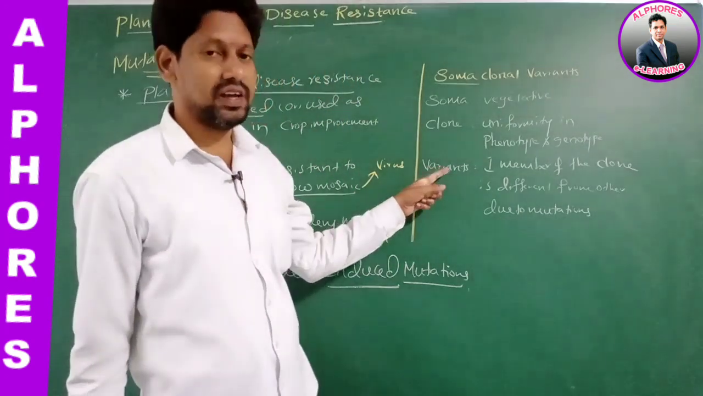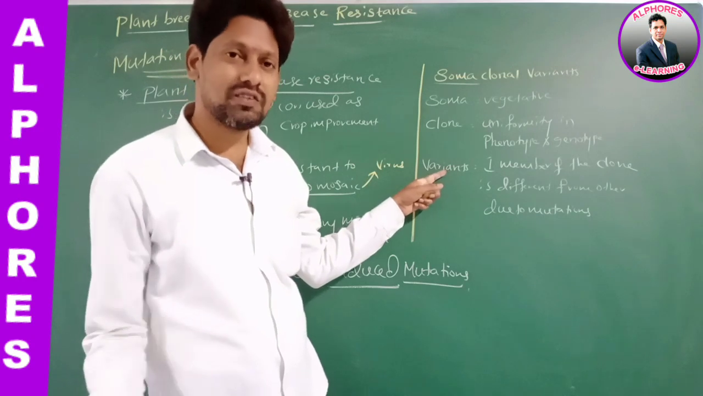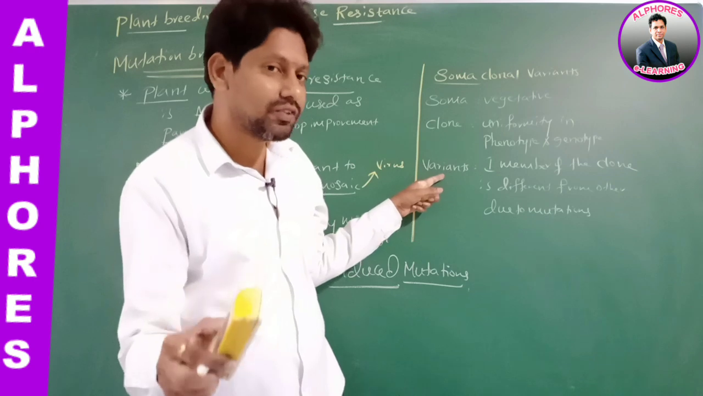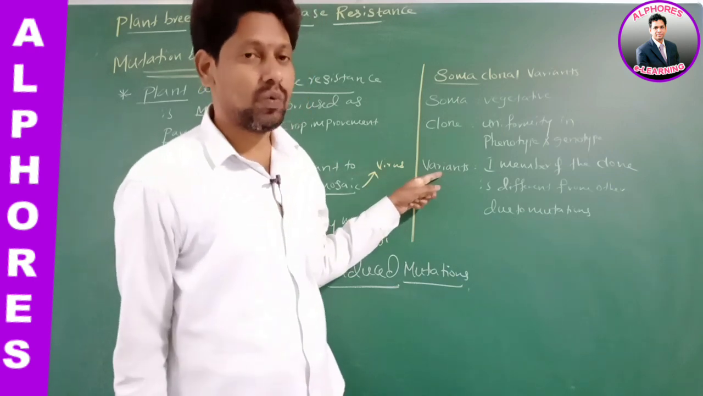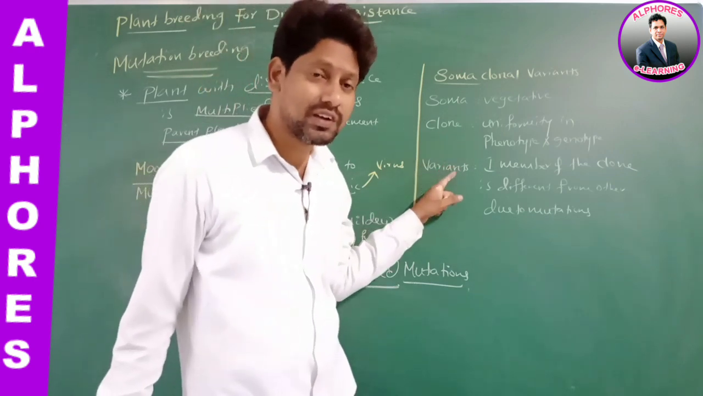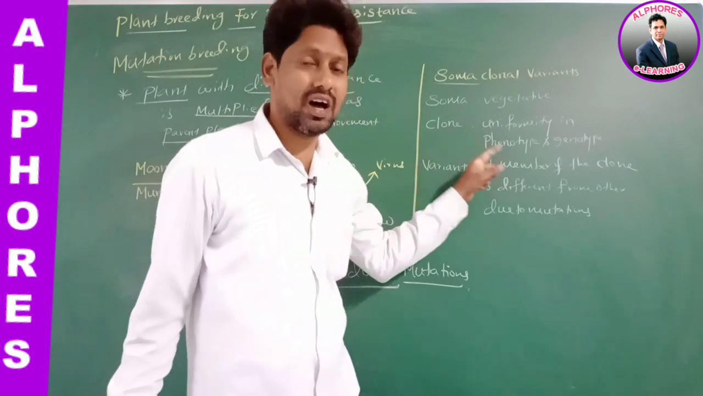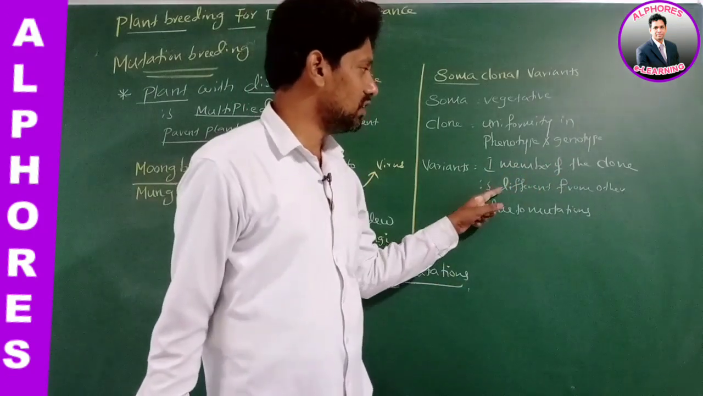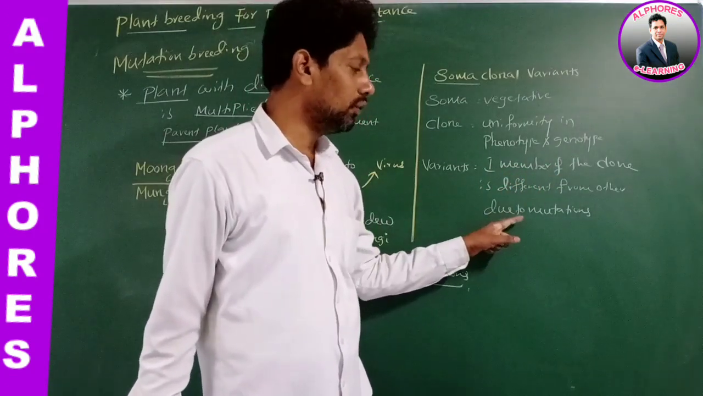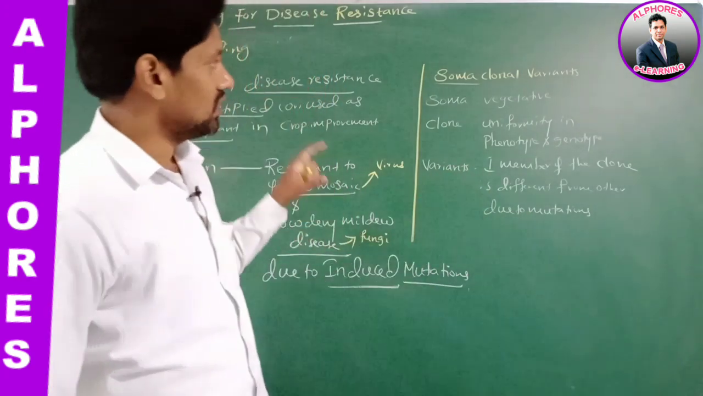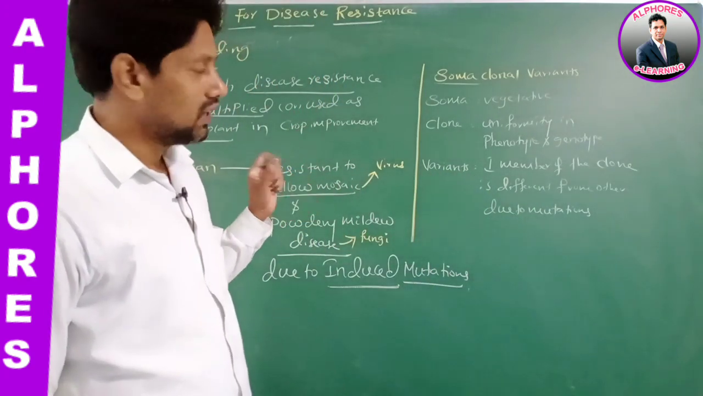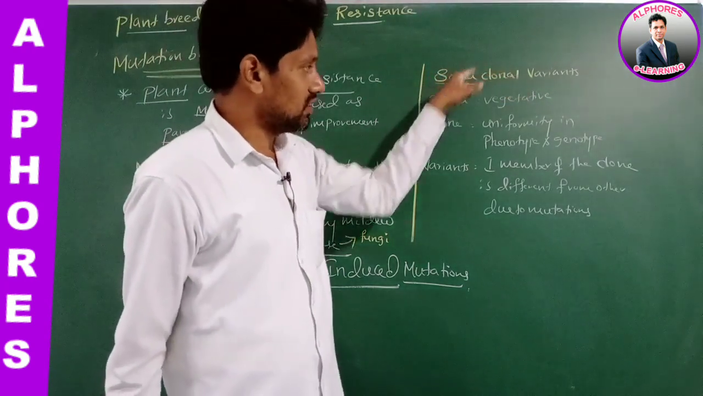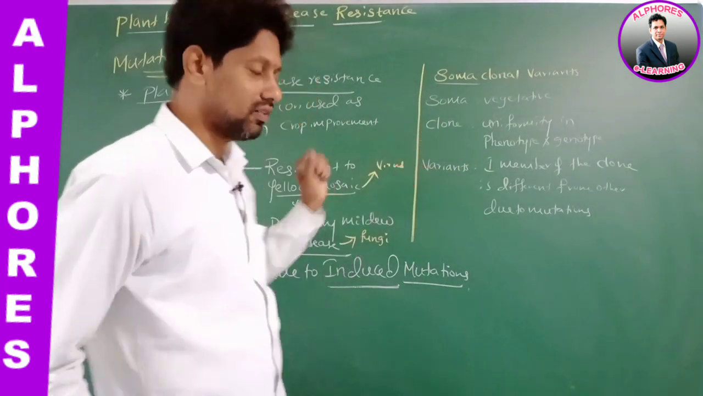Therefore, what is the meaning of variant, sir? A variant is one member in a clone, but that member is different from other members of the clone. Why is that member different? Because that member has undergone mutations. Therefore, one member of the clone is different from others due to what, sir? Mutations. Is this statement clear? Therefore, somaclonal variants.